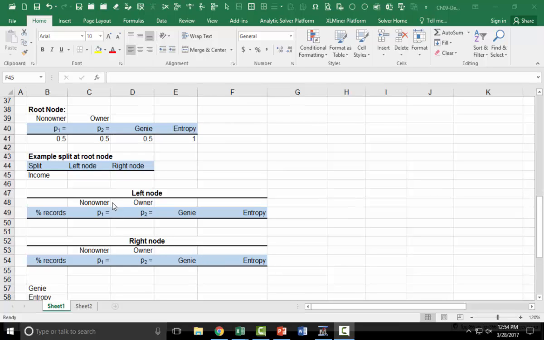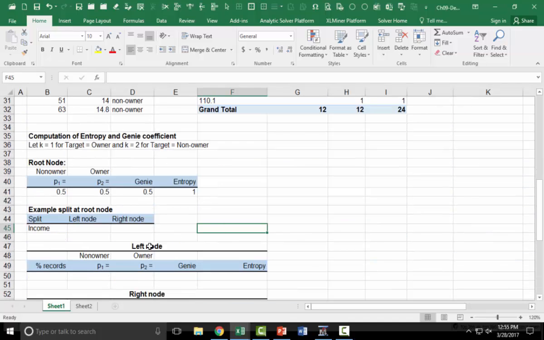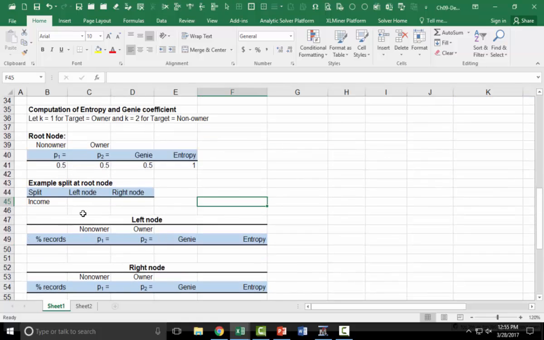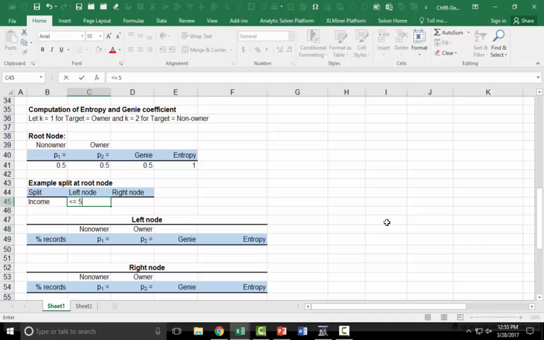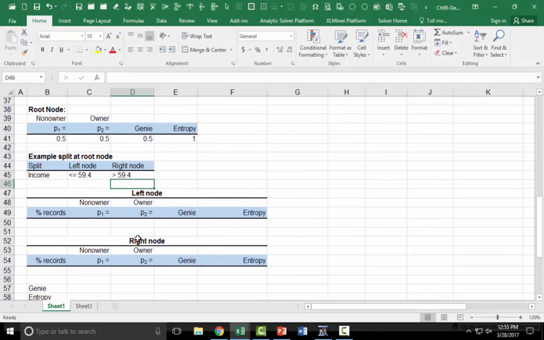So we're going to now compute the Gini index and entropy for a particular split, which uses 59.4. The root node's left side node will be income less than or equal to 59.4, and the right side will be greater than 59.4. For that split, we have the left side node and the right side node. What is the proportion of non-owners and owners for the left side?